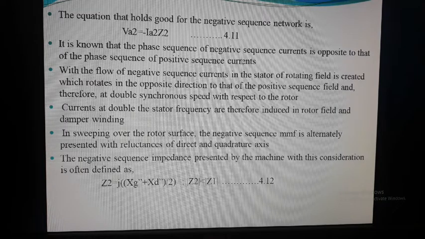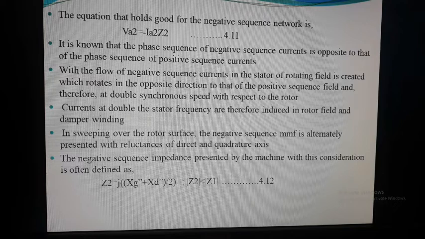It is known that the phase sequence of the negative sequence current is opposite to that of the positive sequence current. We had already discussed that the phase sequence of the positive sequence network is similar to the original network, whereas in the negative sequence network the phase sequence is opposite to that of the positive sequence current. With the flow of negative sequence current in the stator, a rotating field is created, which rotates in the opposite direction of the positive sequence field. Therefore, it rotates at double the synchronous speed with respect to the rotor. So currents at double the stator frequency are induced in the rotor field and damper windings.